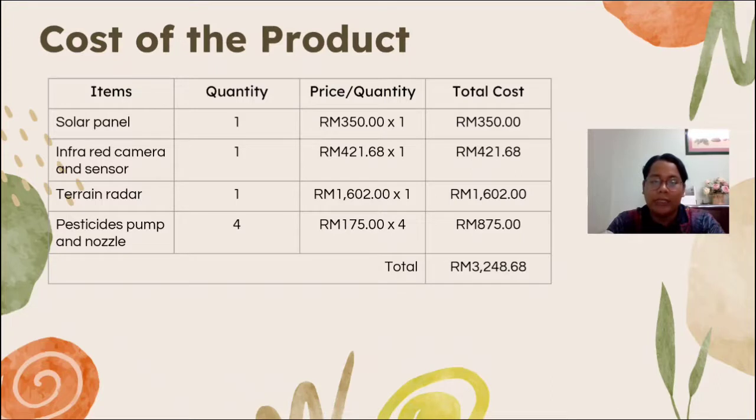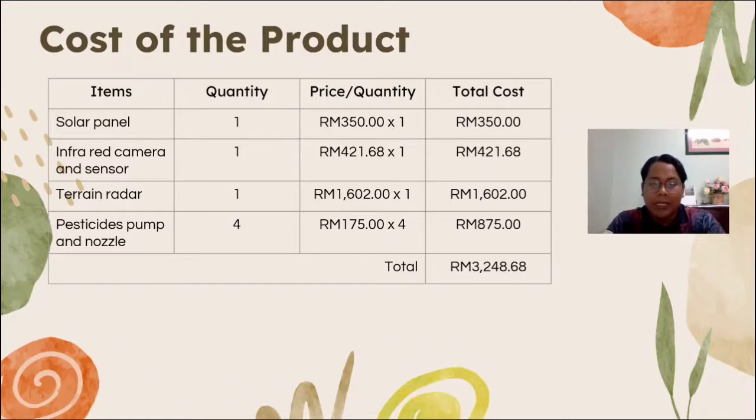The quantity is 1. So the price per quantity is RM421.68 multiplied by 1. So the total cost for this infrared camera and sensor is RM421.68. The next item is terrain radar.